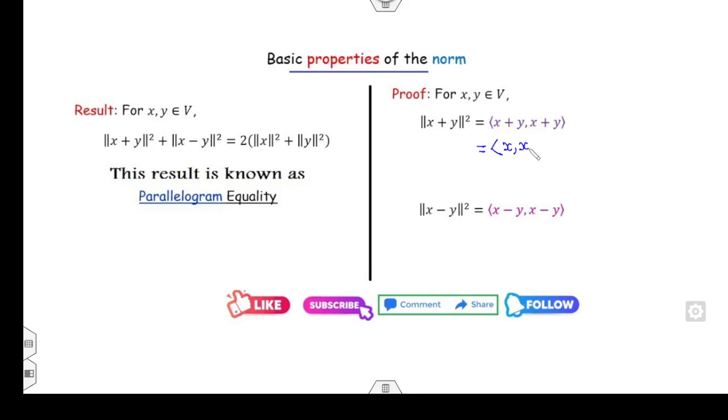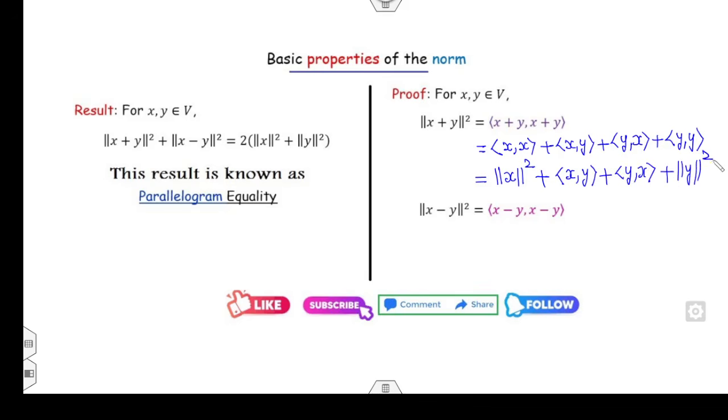It's ⟨x, x⟩ plus ⟨x, y⟩ plus ⟨y, x⟩ plus ⟨y, y⟩. I can write this in terms of the norm: norm of x squared plus, because we never know the value of ⟨x, y⟩, we never know the value of ⟨y, x⟩, plus norm of y squared.